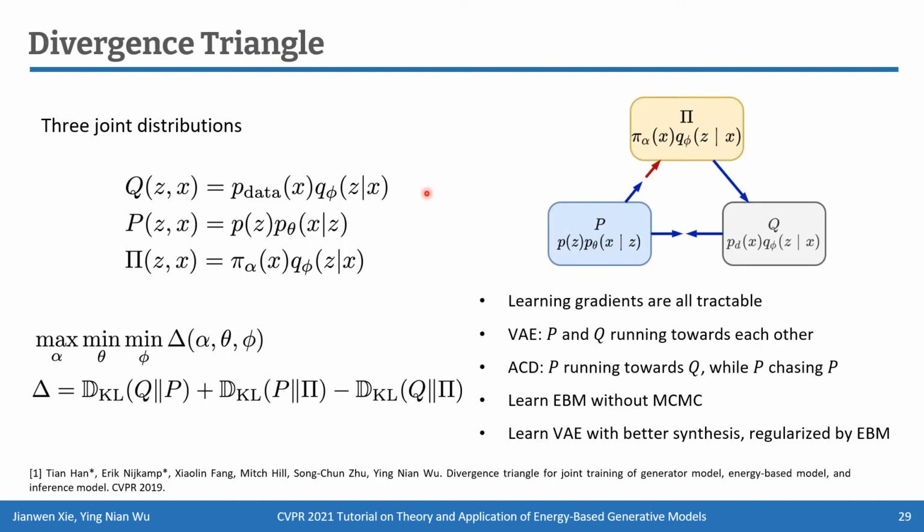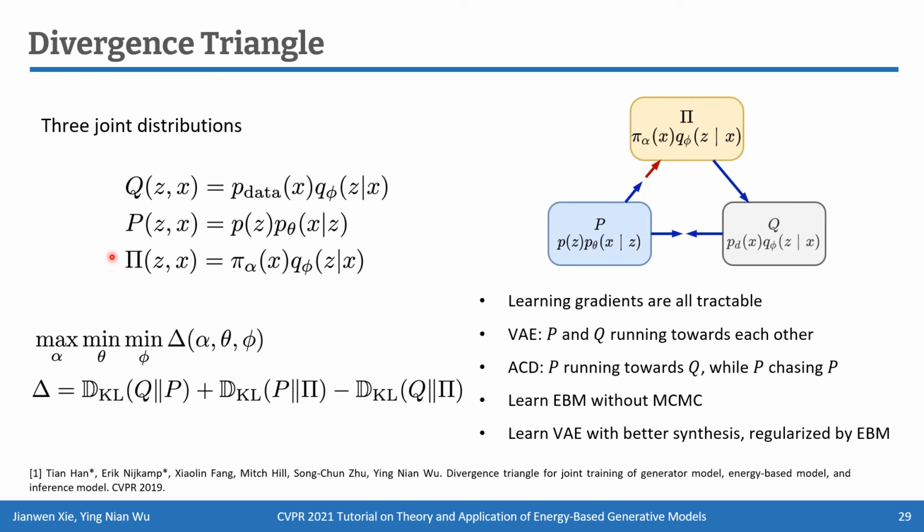Now we are ready to put adversarial learning and variational learning together by this divergence triangle. It involves three joint distributions on Z and X. The first one is a Q distribution, which is P data of X times this inference model. The other is a P distribution, the joint distribution of the generator model. The third one is the pi distribution, which is the energy-based model times this inference model.